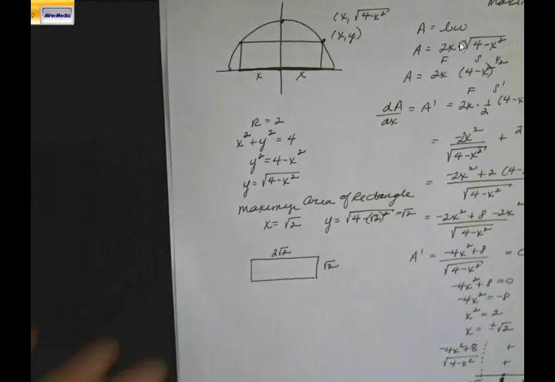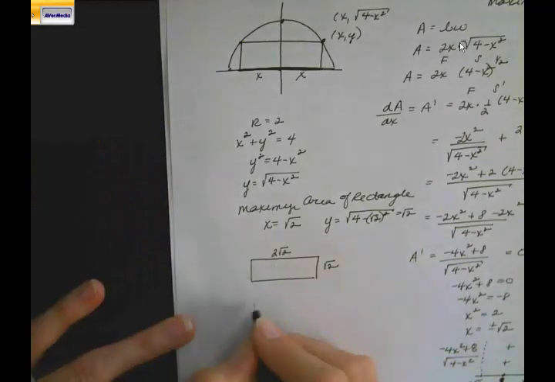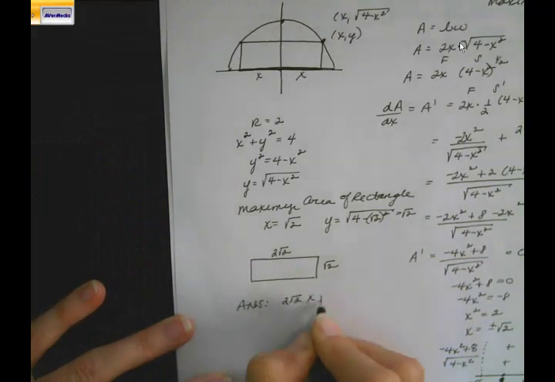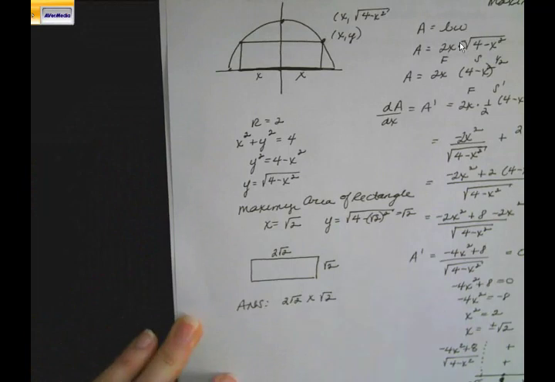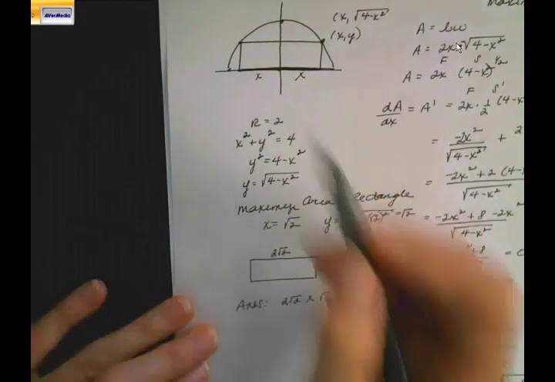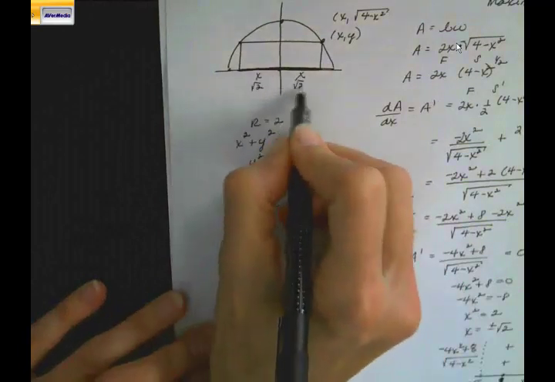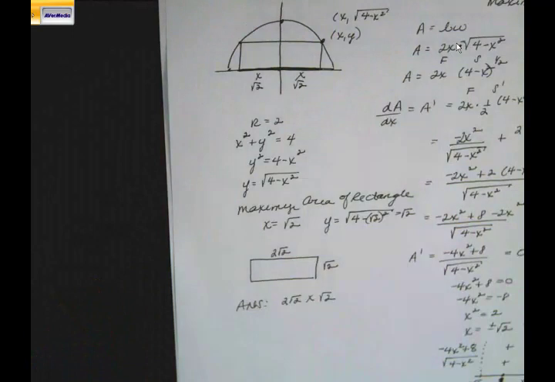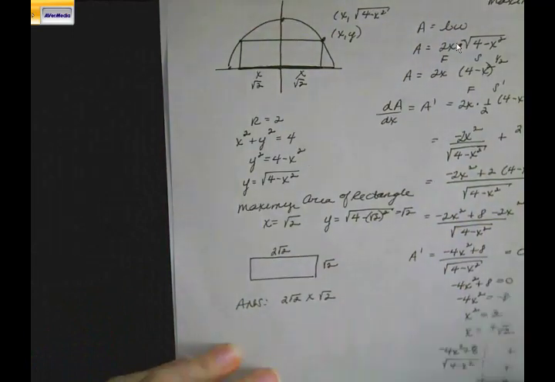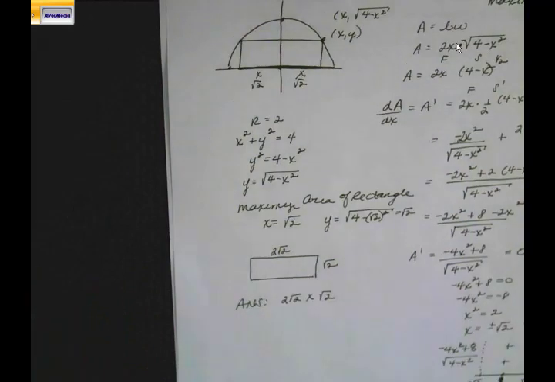Pretty cool. So the answer would be, I guess, 2 square root of 2 times square root of 2 would be your dimensions. Okay? Because in your image up here, this is a square root of 2 plus square root of 2, which is 2 square root of 2.